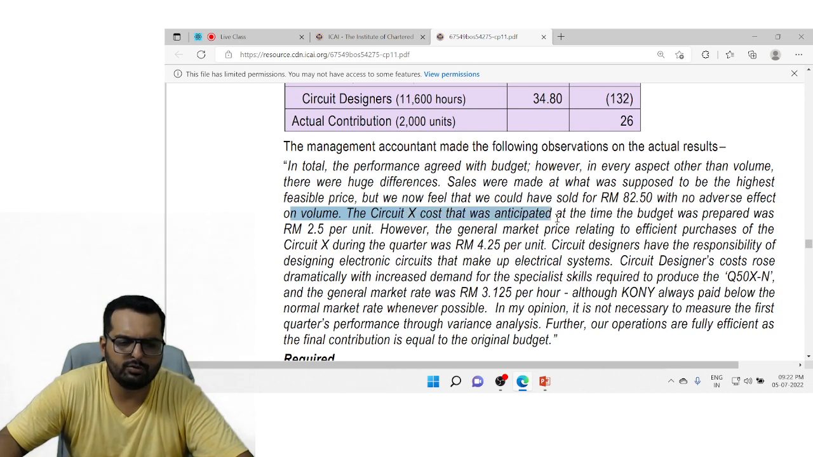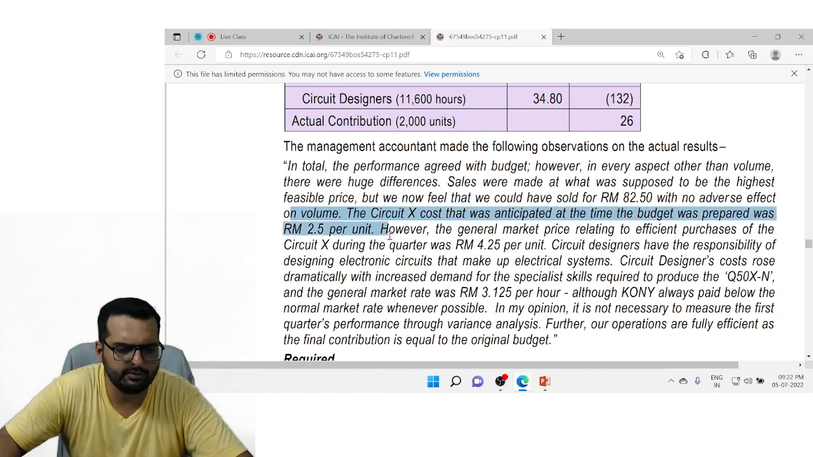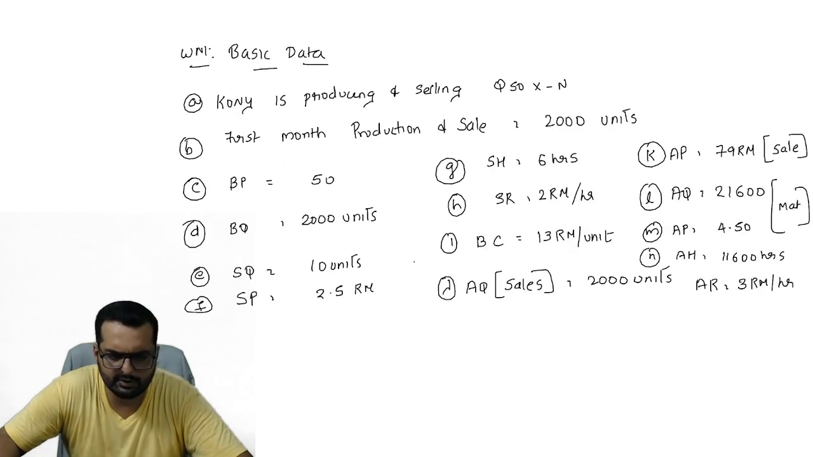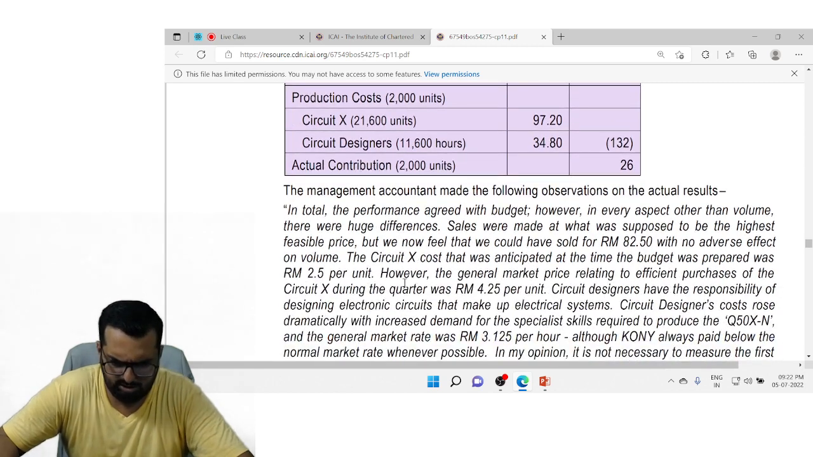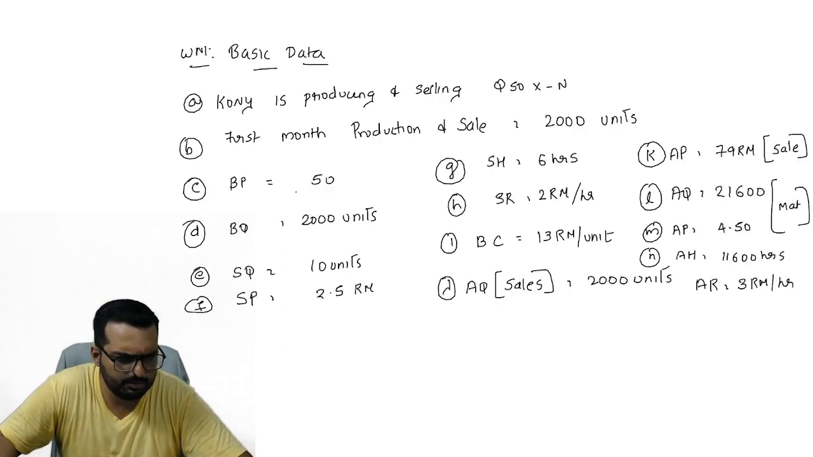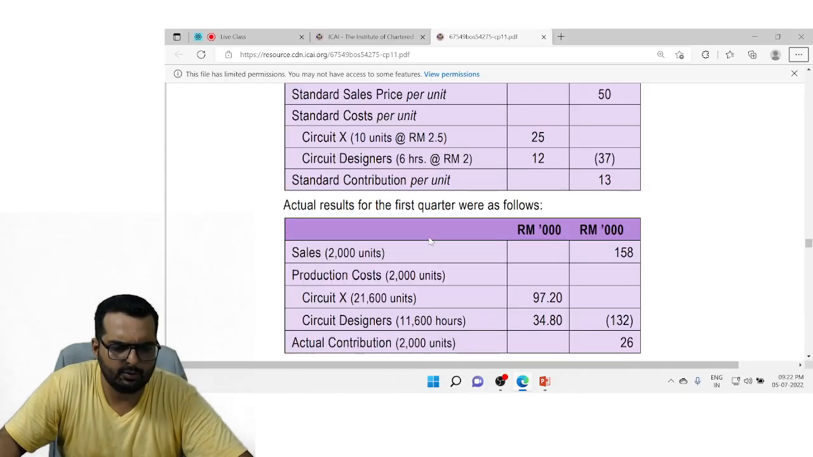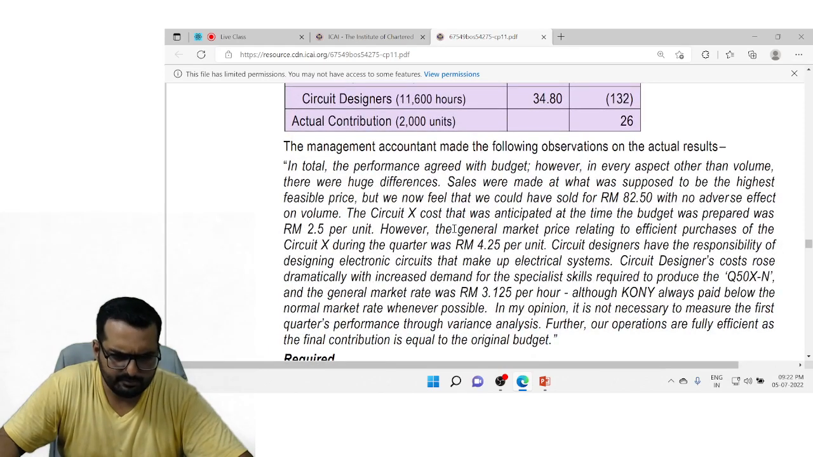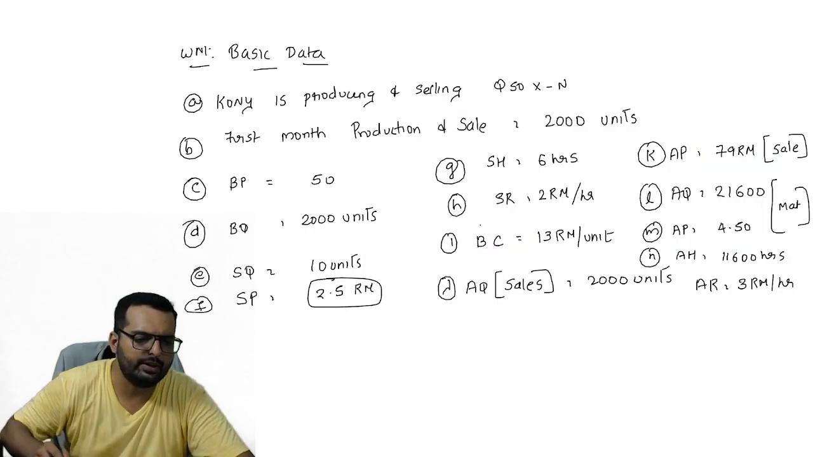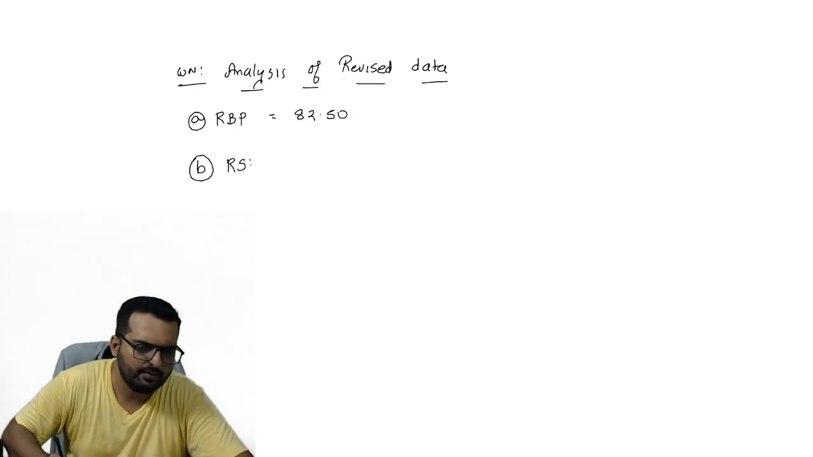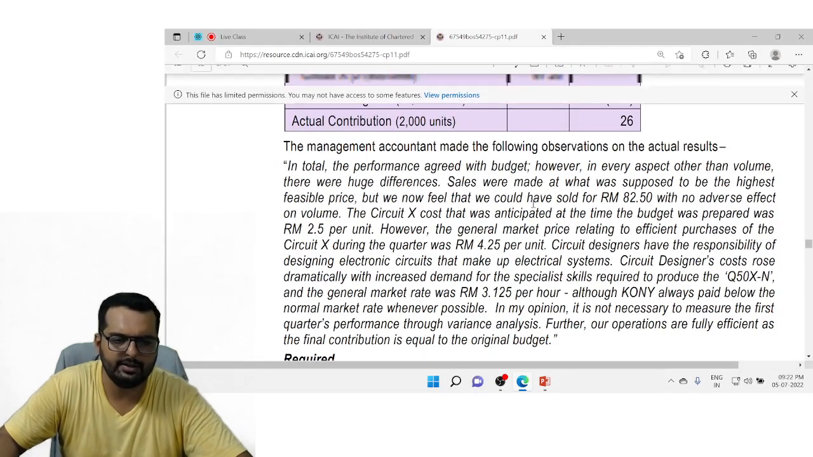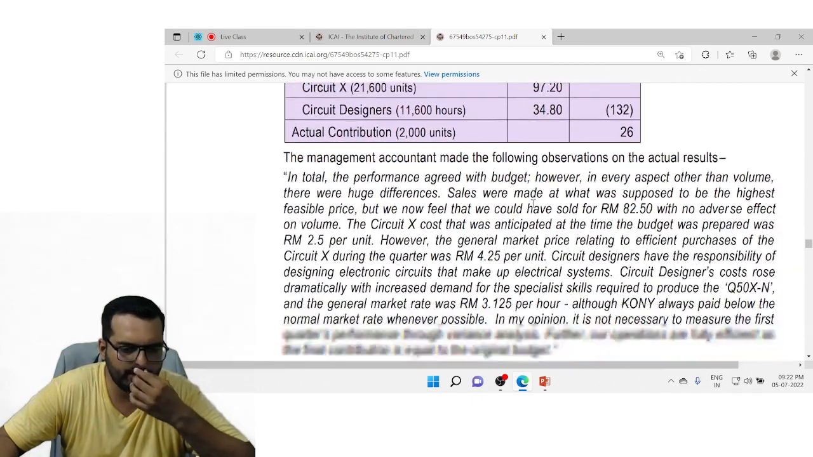The circuit X cost was anticipated at the time it was prepared at 2.5. However, wait, 2.5 is what we took over here. No, we took it as 4.5. How much was SQ? Yes, 2.5, correct. That is given over here. Let's continue reading. The general market price was 4.25. So that 4.25 is what we call RSP. That turns out to be the 4.25. Everybody clear with this part? Okay. Next one.